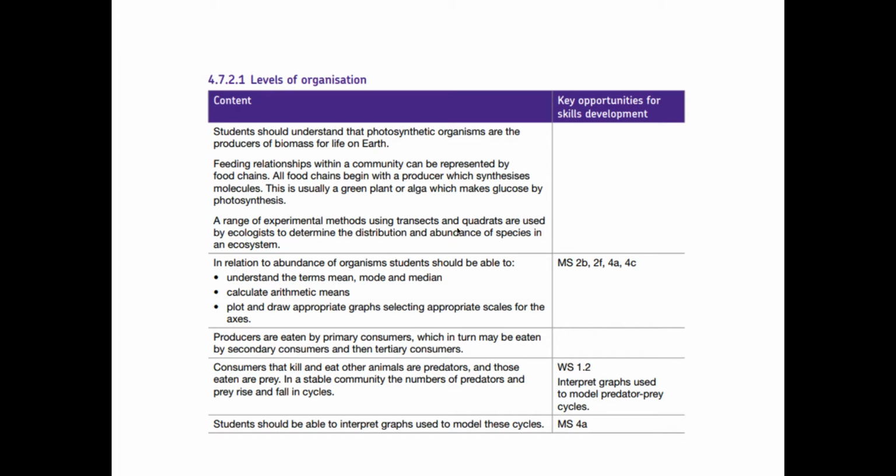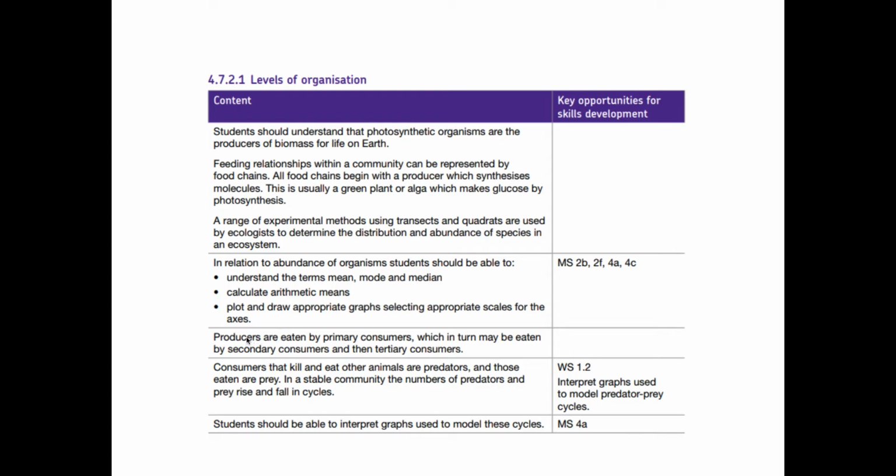I'm not going to touch this at all, the range of methods using transects and quadrats. The terms mean, median and mode, and using them. We're not going to do any using of them today, but we will define what those terms are. Plotting graphs, again, we're not going to do that today. We're going to focus on food chains, food webs, and these key terms.